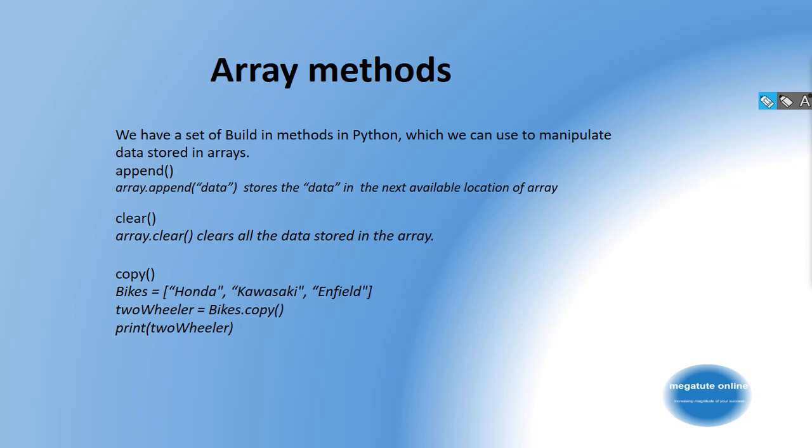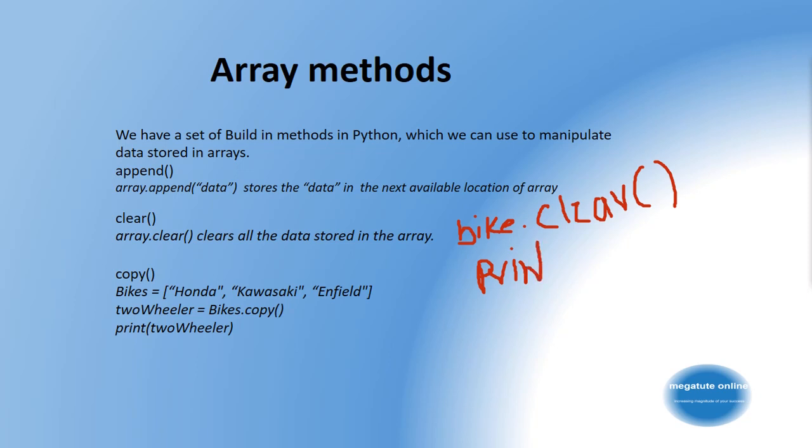Suppose in the previous example where I have stored the bike names into the array, the array name is bike, and we have stored 3 bike names over there. So after that, if I would have done the statement like bike dot clear, okay, I have used the function like this where the array name is bike, and then we tried to print the content of the array bike, then you would notice that nothing would appear over there.